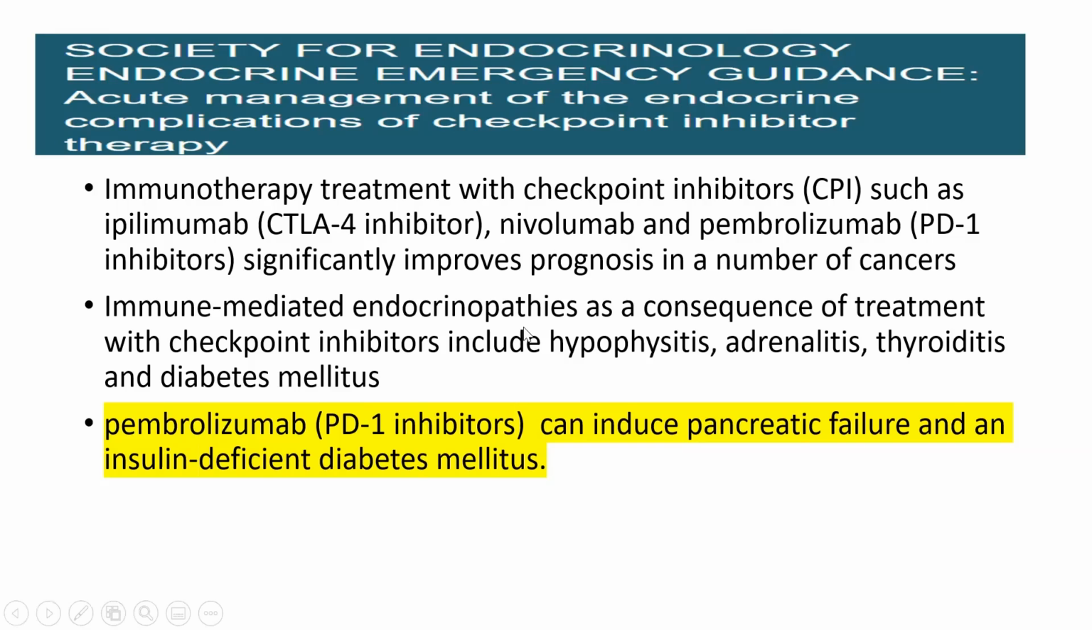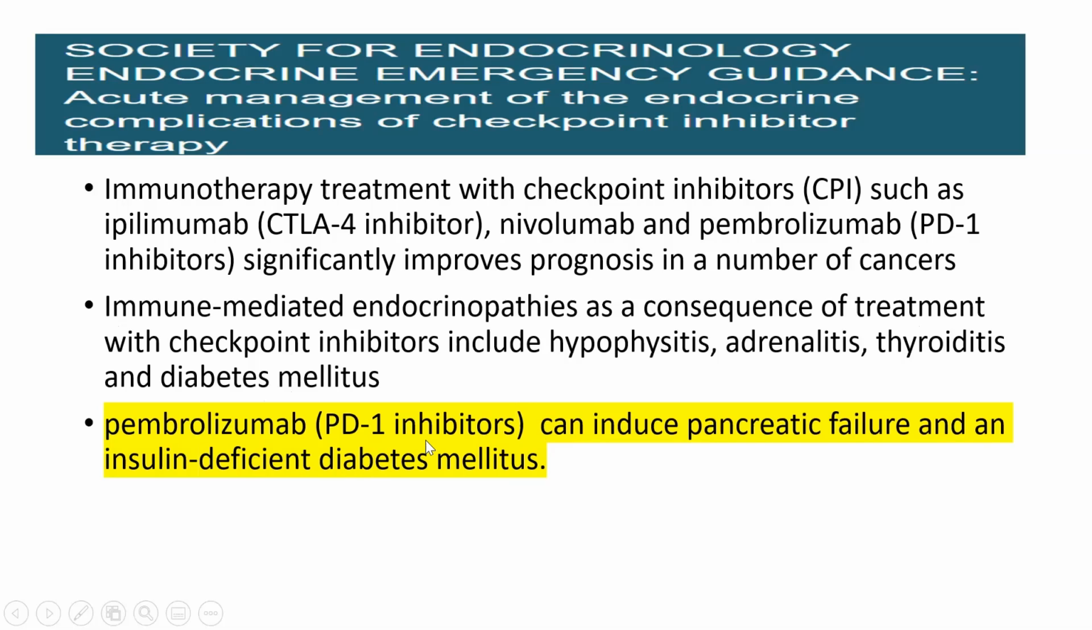Now, immune-mediated endocrinopathies, as a consequence of treatment with checkpoint inhibitors, include hypophysitis, which was not our case, adrenalitis, which was seen in our case, thyroiditis, and diabetes mellitus. So it can also cause thyroiditis, and it can also cause diabetes mellitus. What type of diabetes mellitus? Pembrolizumab, which is a PD-1 inhibitor, can cause pancreatic failure and an insulin deficient diabetes mellitus. Okay, so it produces a picture of type 1 diabetes mellitus. This is extremely important for the exam, again asked as a question in previous exams.